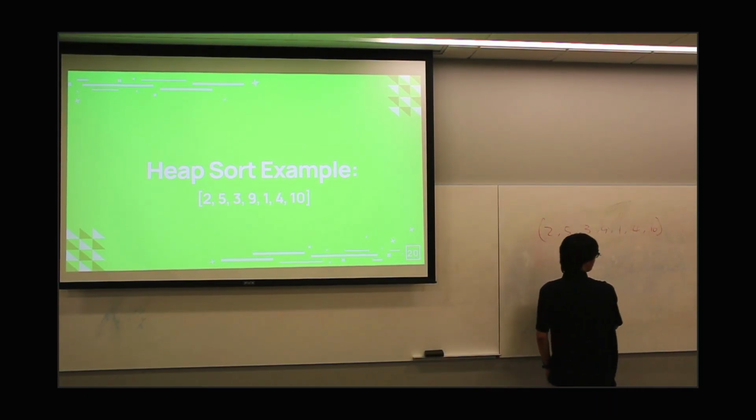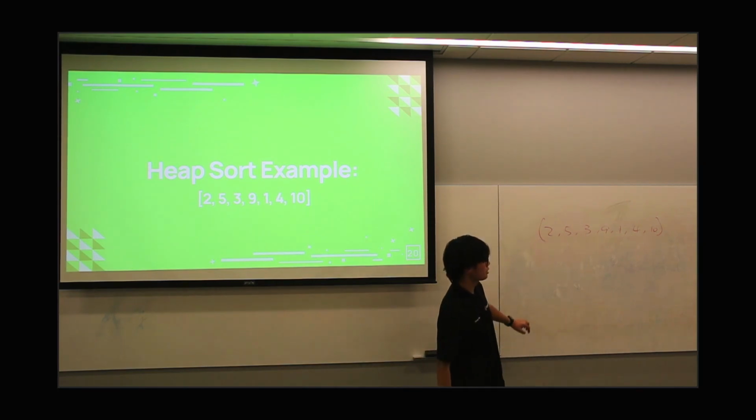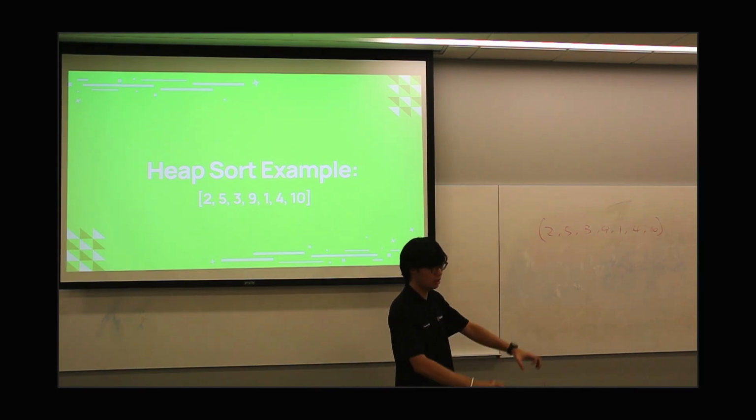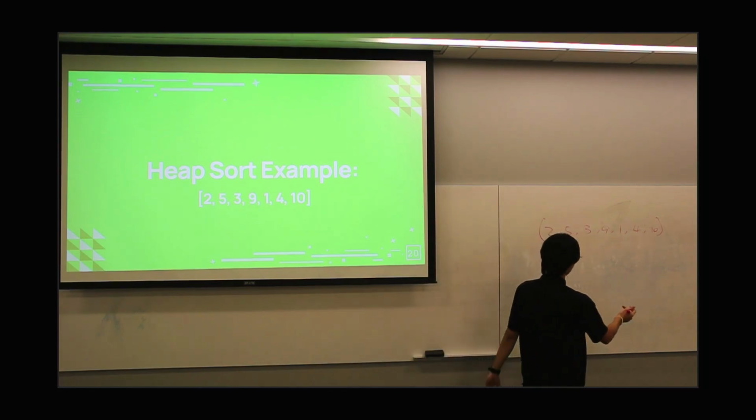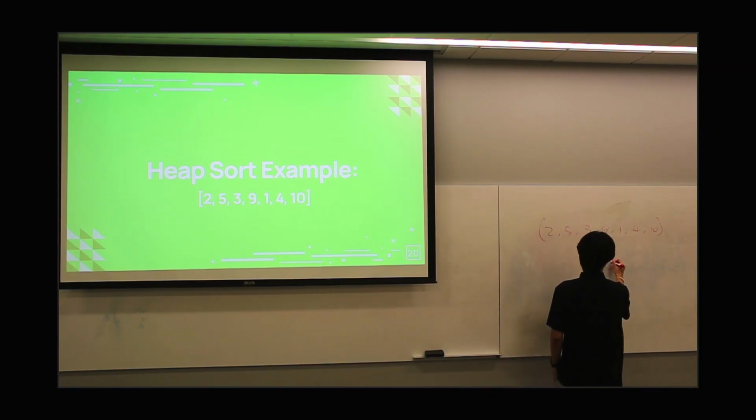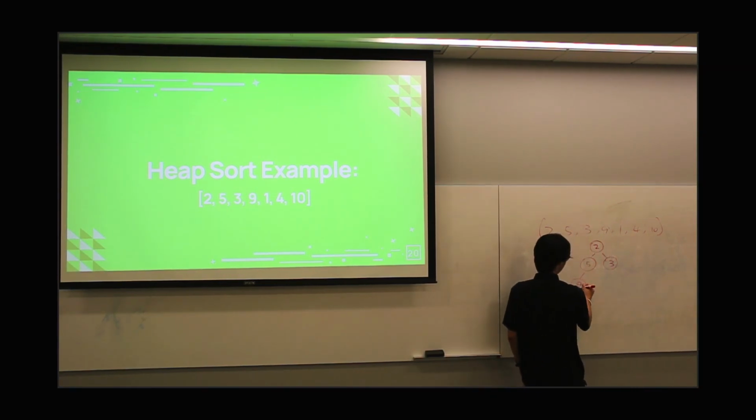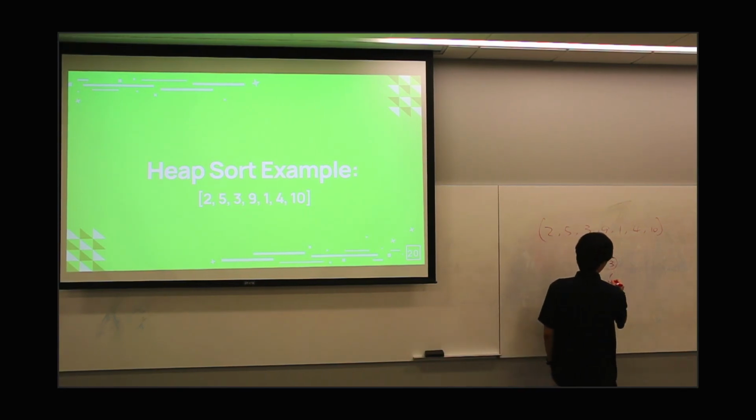So first, if you're unfamiliar with what a binary tree looks like, essentially we have a parent at the top, and then we have two children at the bottom. So first, we need to construct this tree. We have 2 at the top, and then the first child, which is 5. I'm just going over this array right here. 3, 9, right? Every parent has 2 children, so 1, 4, and then 10.